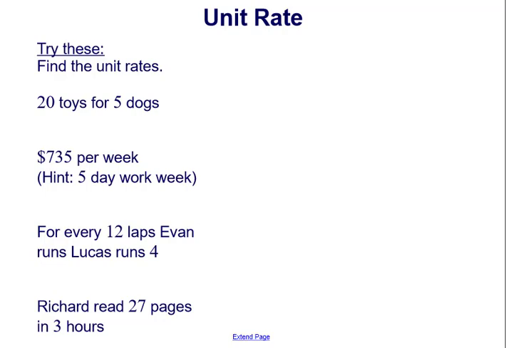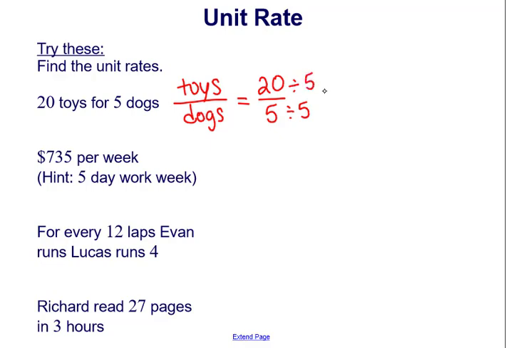Let's try these. Find the unit rates. So we have first 20 toys for 5 dogs. That rate is comparing the amount of toys to the amount of dogs. So we're given the fraction, or the rate, 20 over 5. We need to divide by the denominator of 5 to find out the unit rate. In this case it would be 4 over 1.